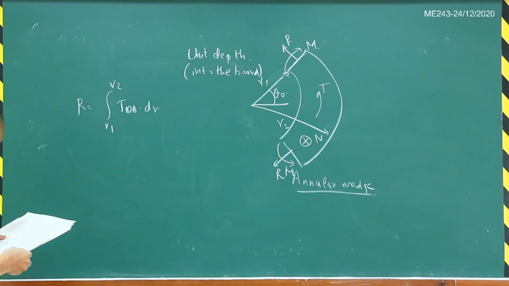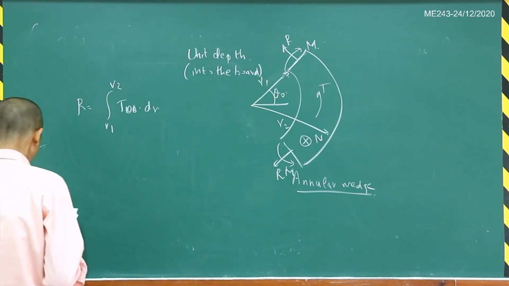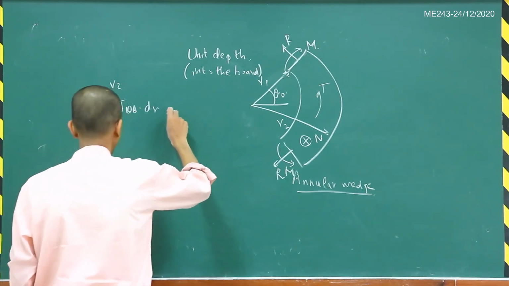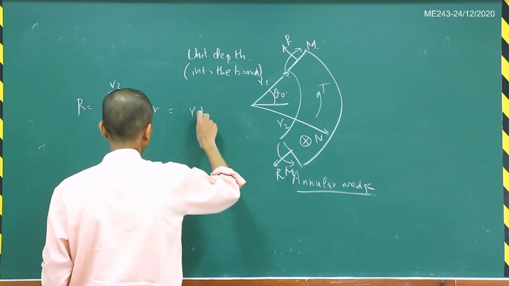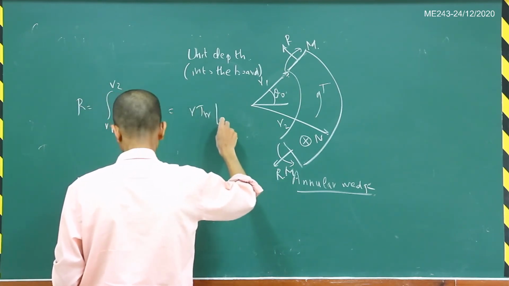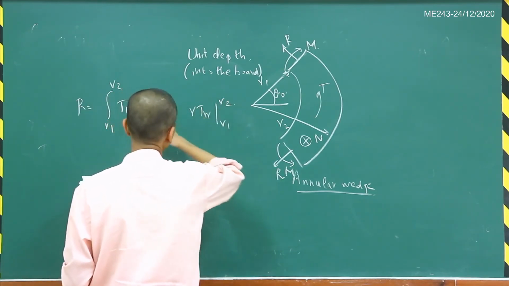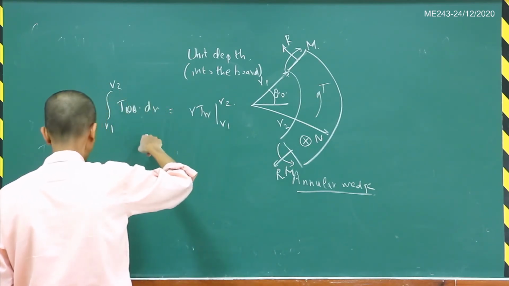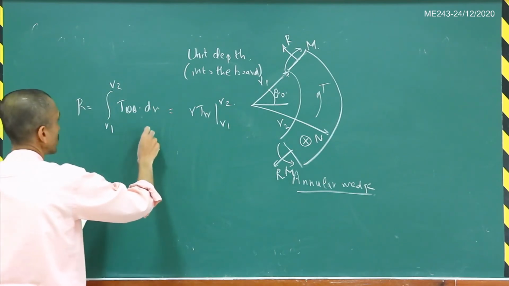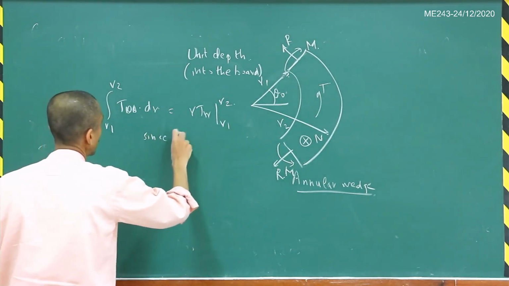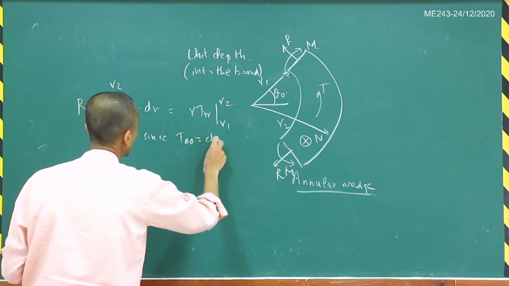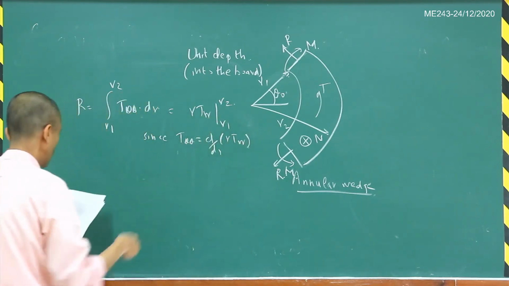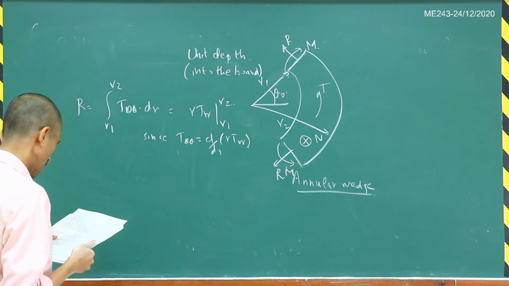Then, let's see. So this you can write as equal to R times tau RR from R1 to R2. That is because we had seen that tau theta theta is d by dr of R times tau RR. So I'm just substituting it in this particular case here.